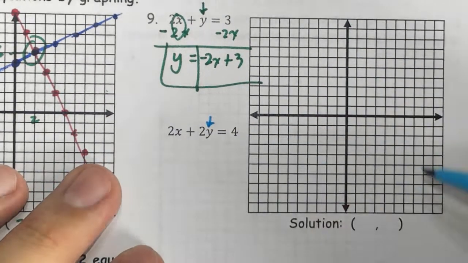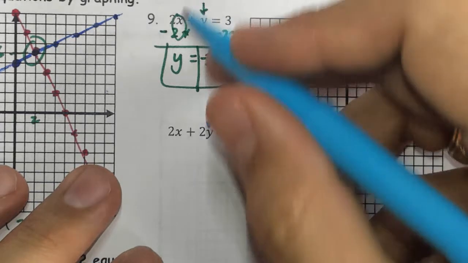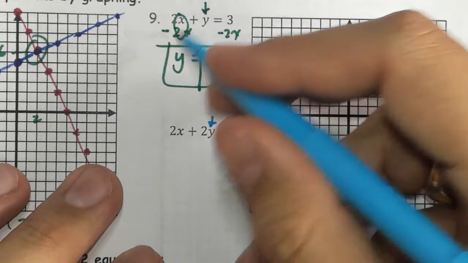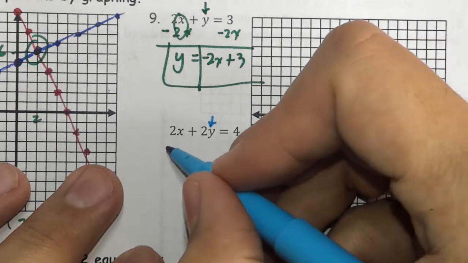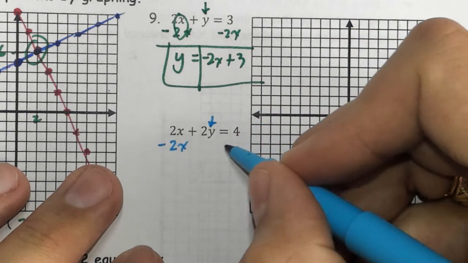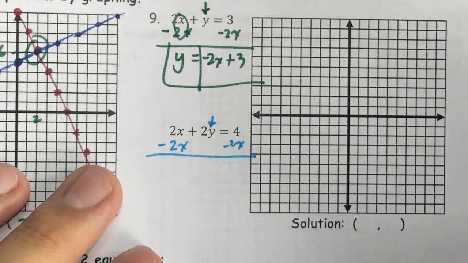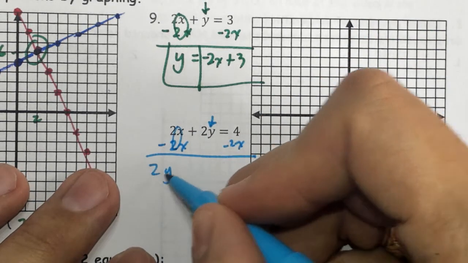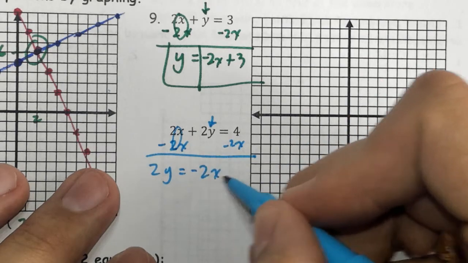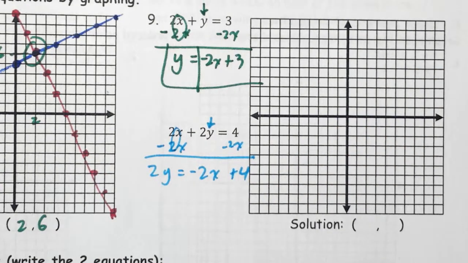I want to take this 2x and get it over there, just like I did up here. I want to move it over. Again, you can move it over, change it to negative 2x, and it'll work. But here's the math behind it. Minus 2x, minus 2x. Keep that equation balanced. That goes to 0. I have 2y is equal to negative 2x plus 4.